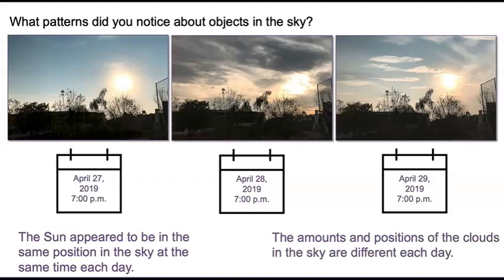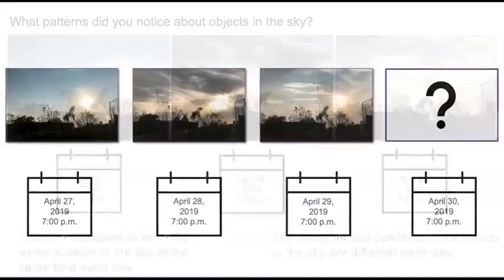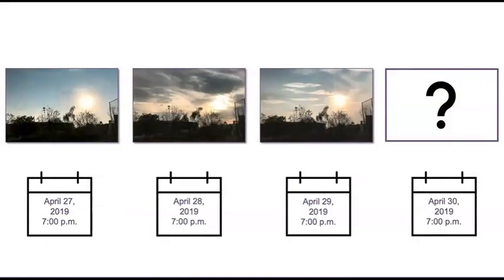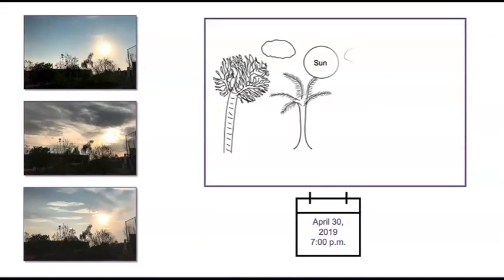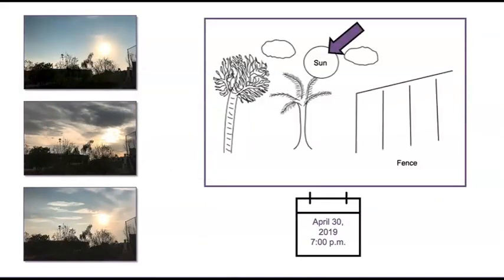How interesting. What else do you notice? What stayed the same? Based on our observations, can we predict what we will see in the sky on the next day at the same time? Did you predict that on the next day at the same time, the sun will appear in the same position as it did on the 3 previous days? If so, great job. What other landmarks or objects did you include in your prediction?